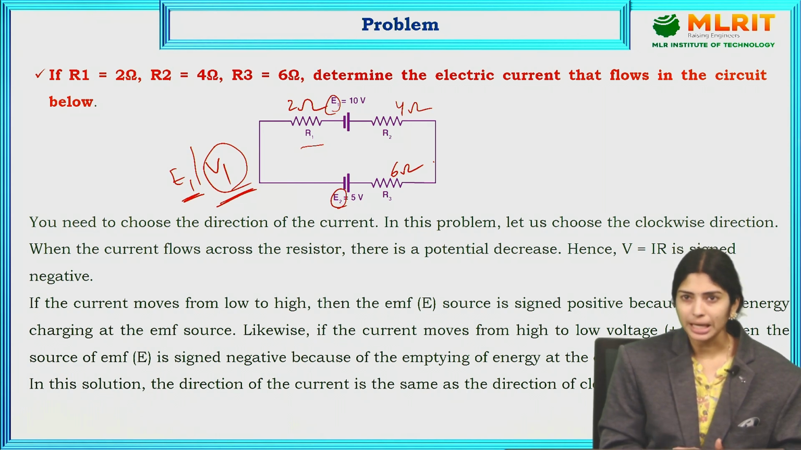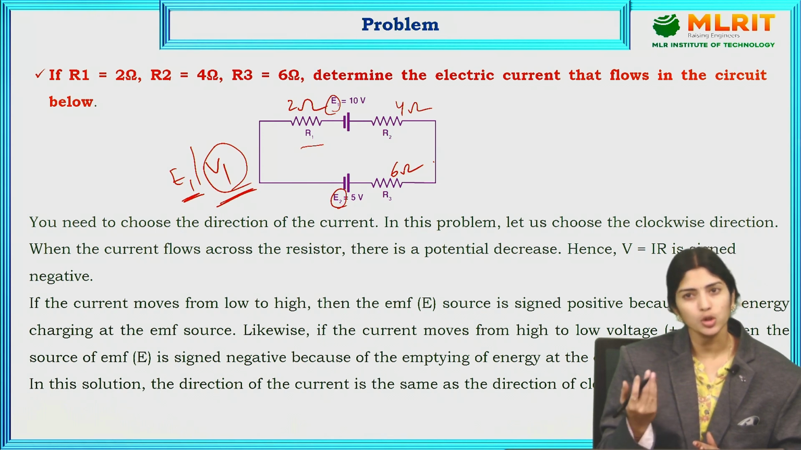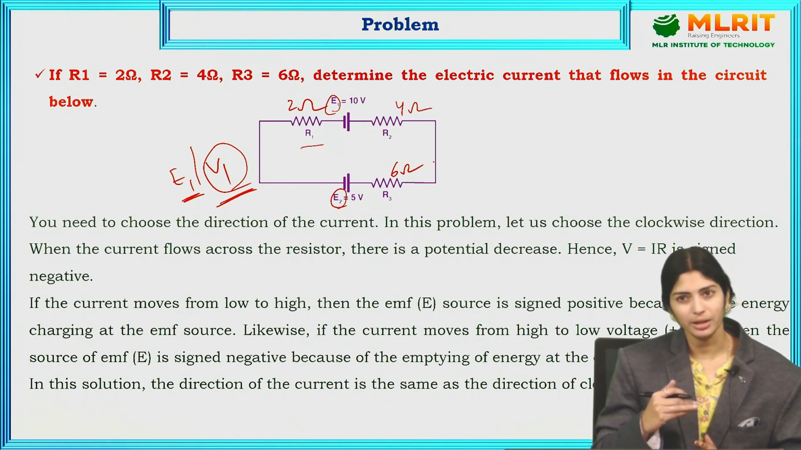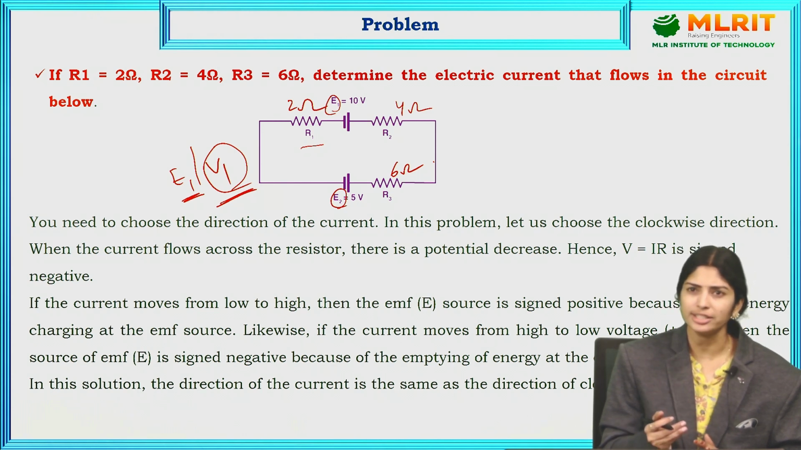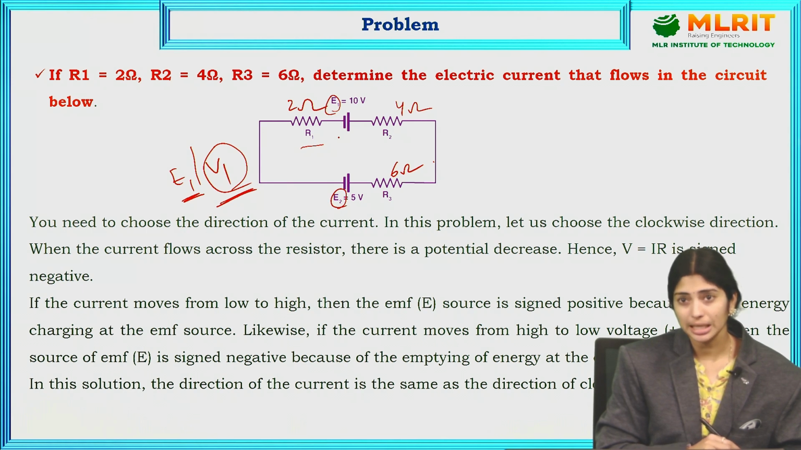EMF is represented by E and its unit is also volts. In some problems the voltage source may be defined as V, or in some problems the voltage source may be defined as E. Don't get confused, because the ultimate thing is that the flow of current should be there in the circuit. Whether it is given by EMF or by voltage is secondary, but a force should be there in order to flow the current in the circuit. In some problems they will represent it as E1 and in some as V1. Don't get confused.